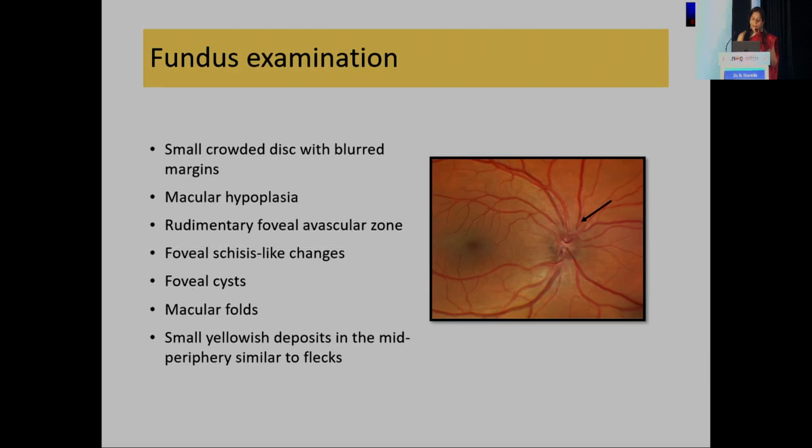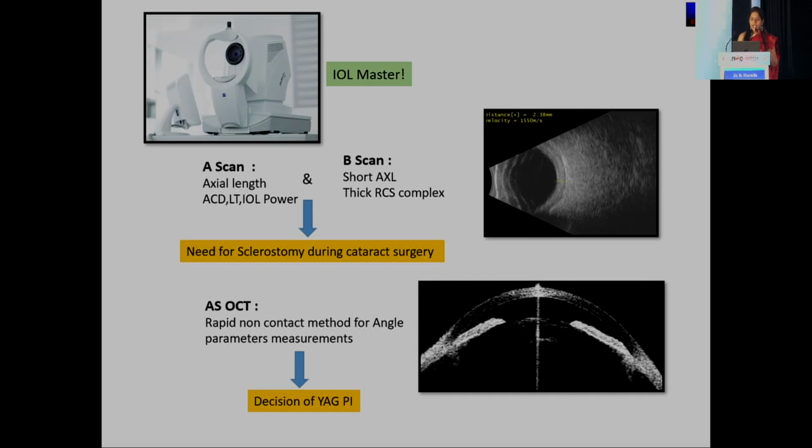Fundus, of course, has typical features of hyperopic disc, ILM folds, foveal hypoplasia, etc. And one important tool is the IOL Master, because it gives all of the information on how to diagnose a nanophthalmic eye. You get axial length, you get lens thickness, you get the CCT, you get the RCS by the B scan, and sometimes you might have to do an ASOCT to decide on the laser PI.